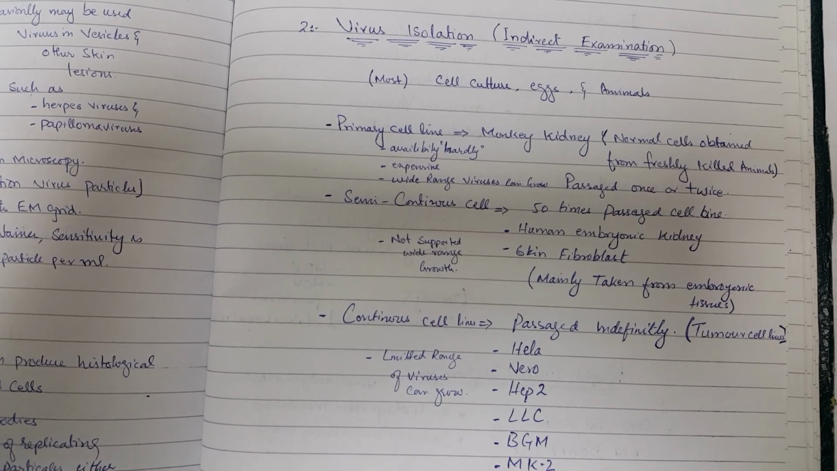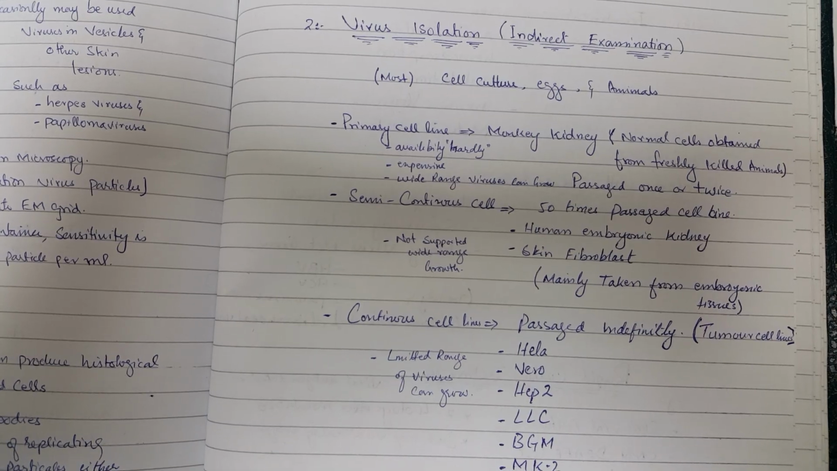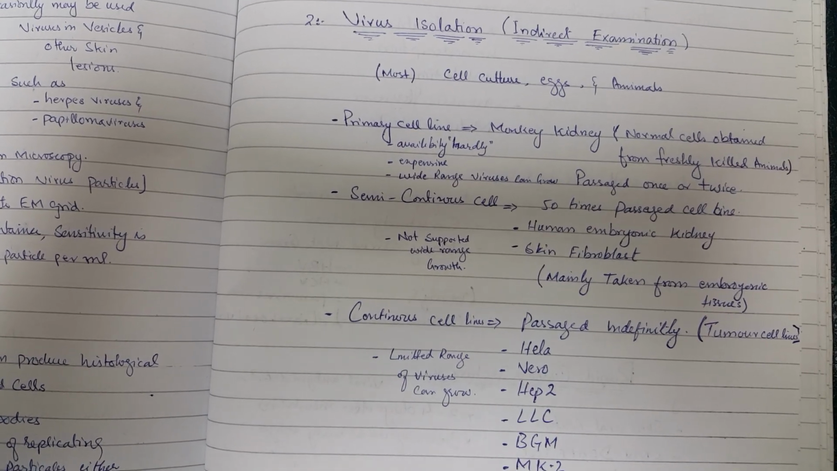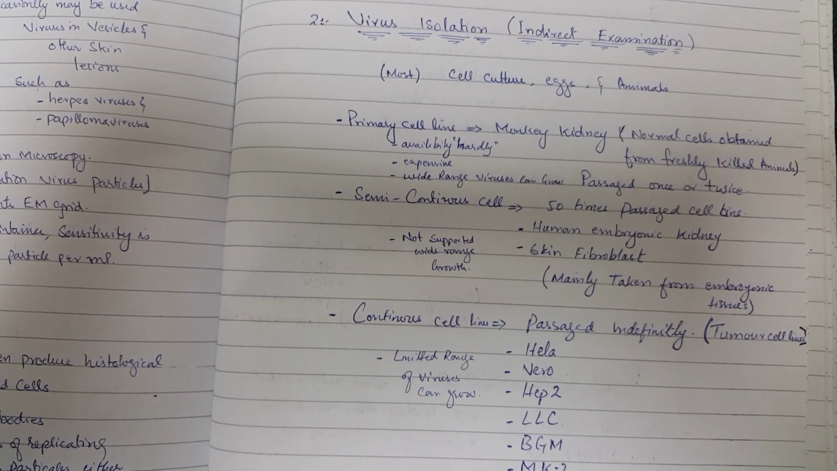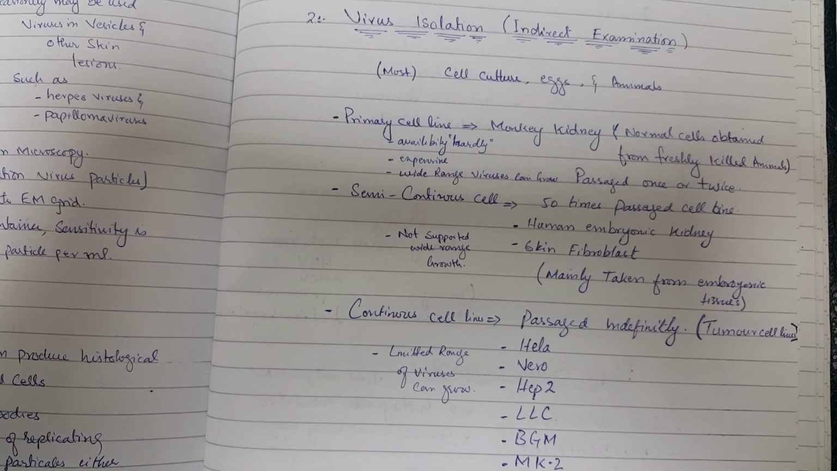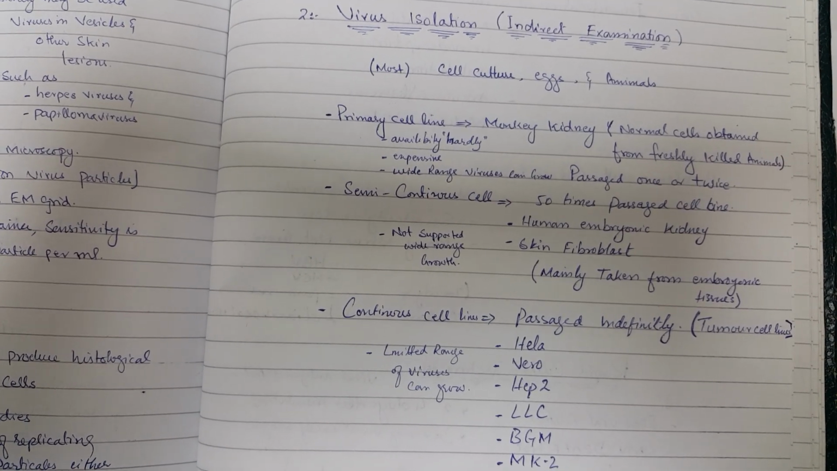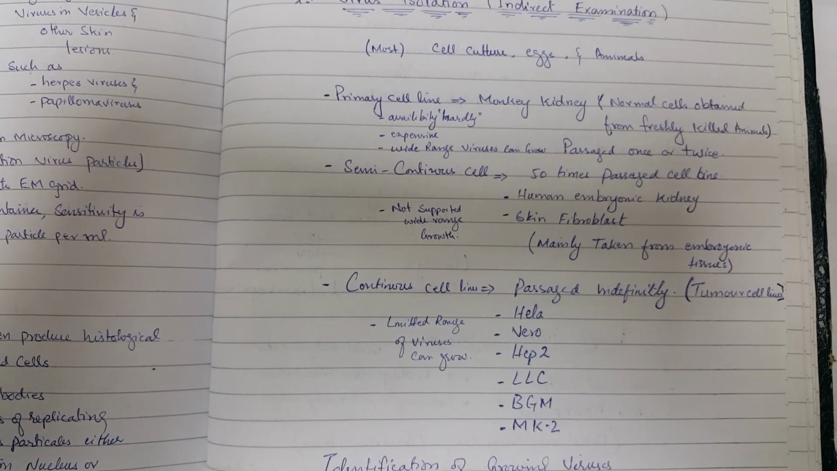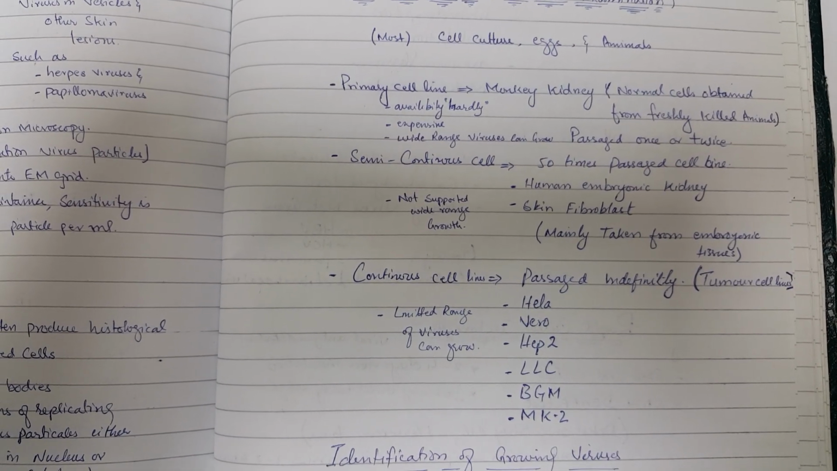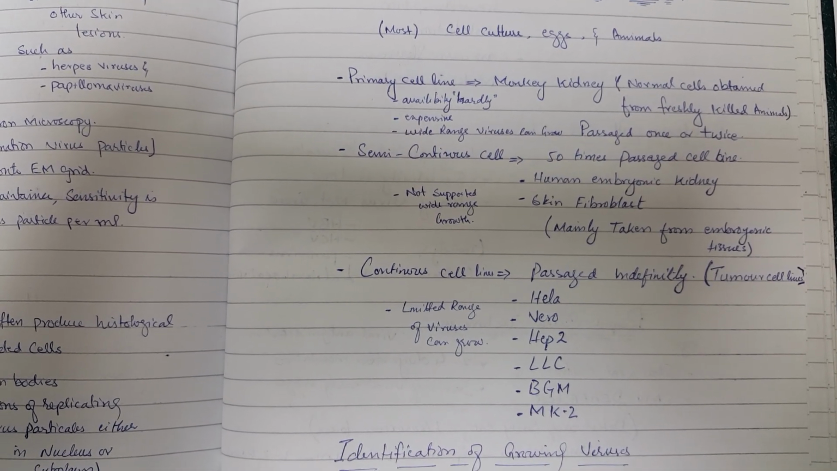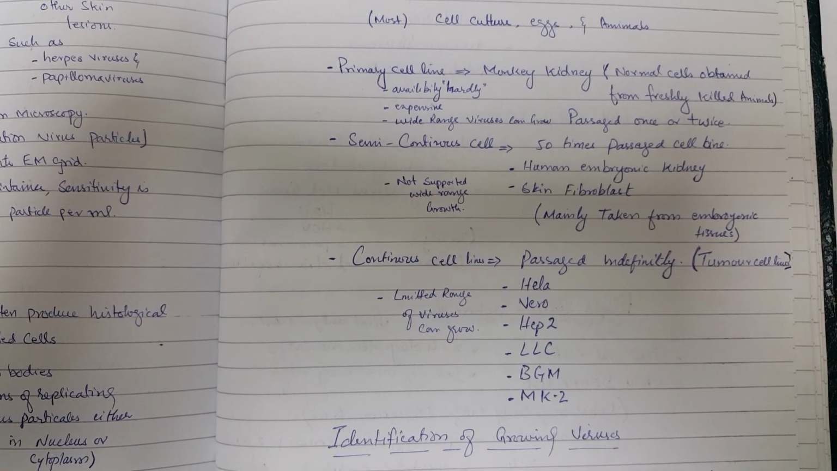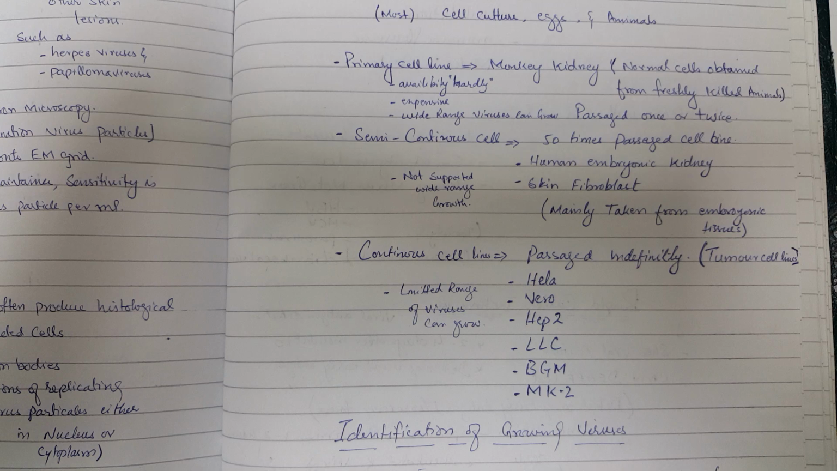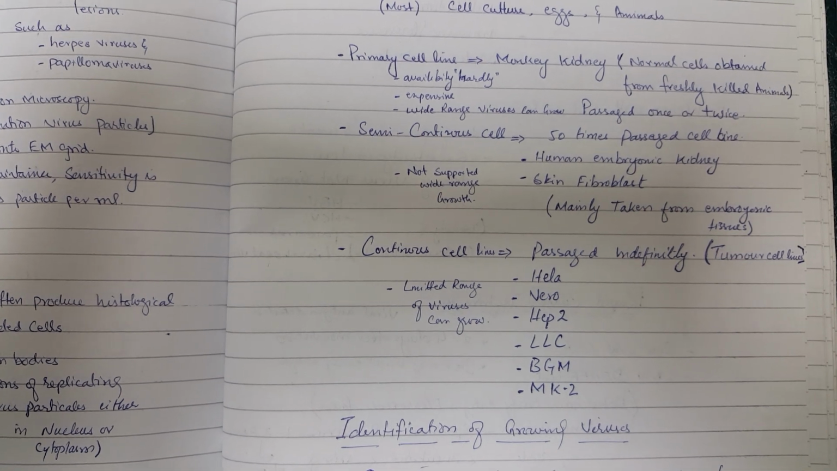Semi-continuous cell lines allow about 50 passages, such as human embryonic kidney or skin fibroblasts, mainly taken from embryonic tissue, and they do not support the growth of a wide range of viruses. Continuous cell lines have indefinite passages because they are tumor cell lines, and only a limited range of viruses can grow. These are mostly HeLa, Vero, HEp-2, LLC, BGM and MK2.